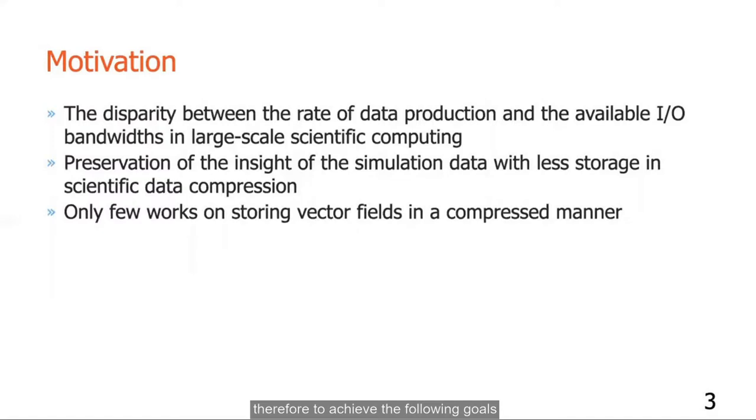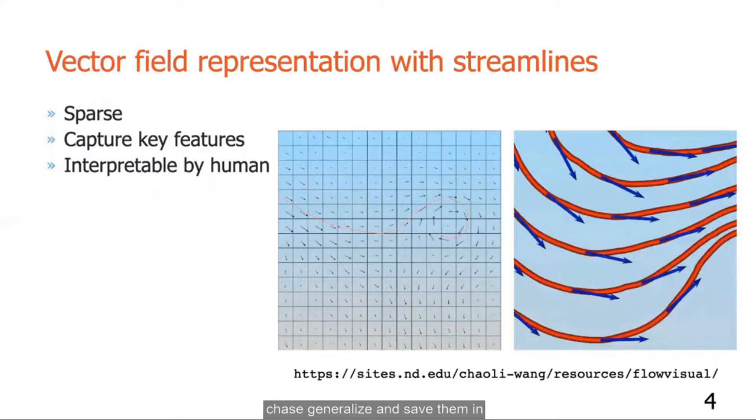Therefore, to achieve these goals, we suggest that we can trace streamlines and save them to disk during simulation to represent the vector fields. This kind of representation has three advantages. The first one is sparsity, which means compared with the original vector fields, the cost of saving streamlines is very small. For example, if the original data may have 24 megabytes, the saved streamlines may only have 0.04 megabytes.